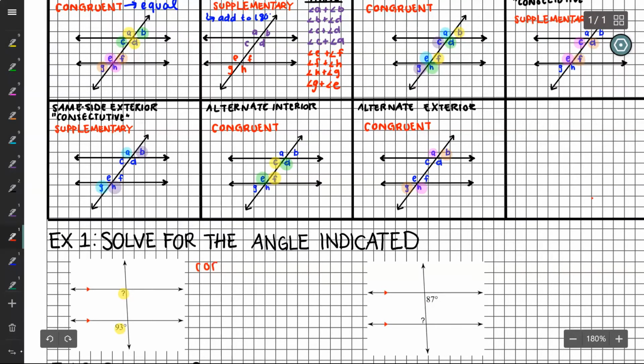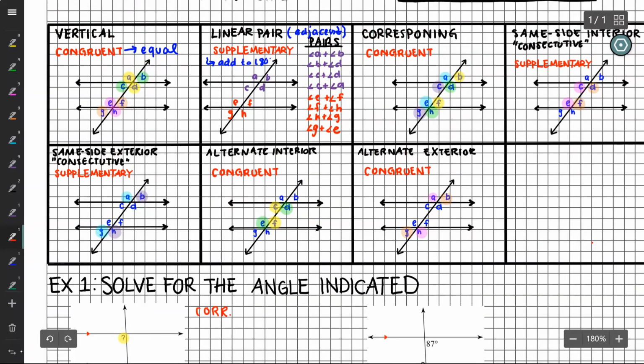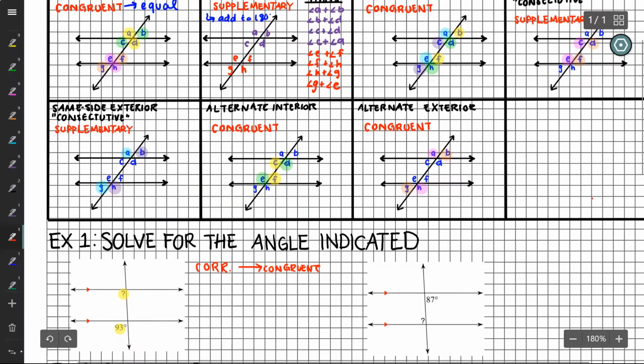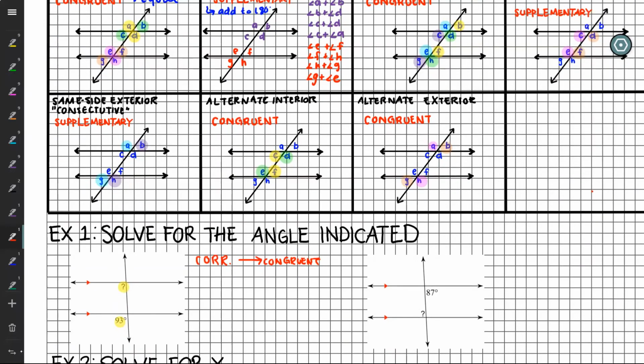I'm going to abbreviate that as CORR. So now if I look at corresponding, I know that they are congruent. So I'm going to write congruent. And this means that they are equal to each other. So if this angle is 93, my missing angle is also 93 degrees.